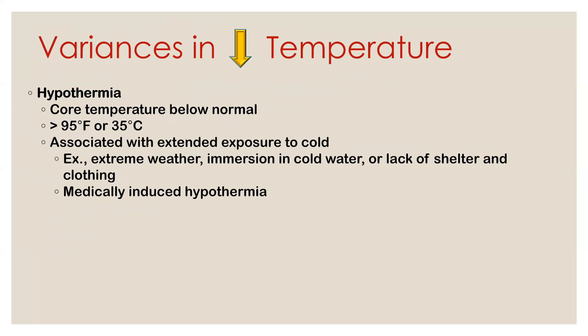And then variances in low temperature. So hypothermia. So this is when a core temperature is below normal. So typically less than, I think that I have the wrong sign there. I have greater than, I meant less than. So less than 95 degrees Fahrenheit. Okay, that's hypothermia. So it's associated with extended exposure to cold weather. So extreme weather, or immersion to cold water, or lack of shelter or clothing or something like that can cause that.